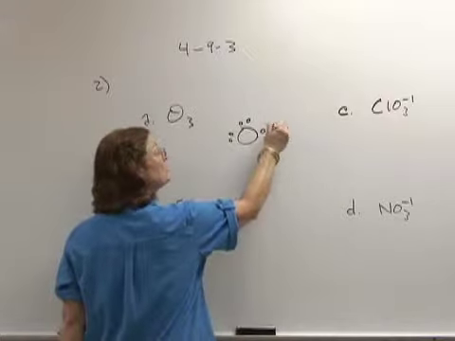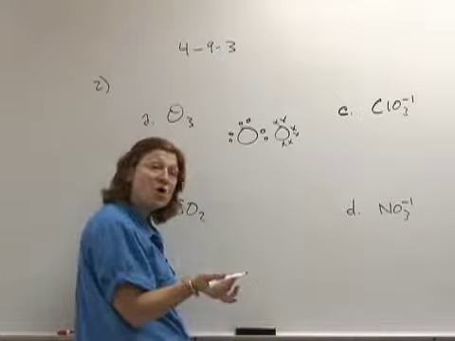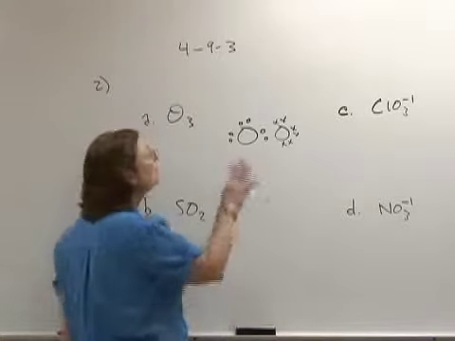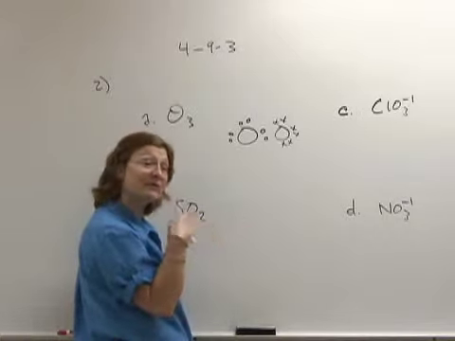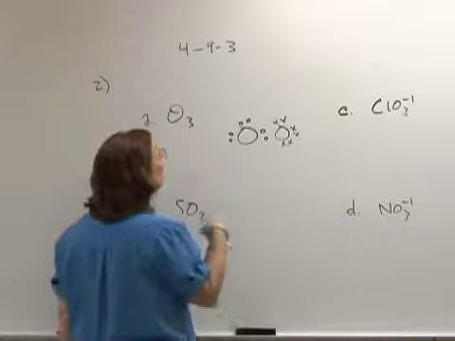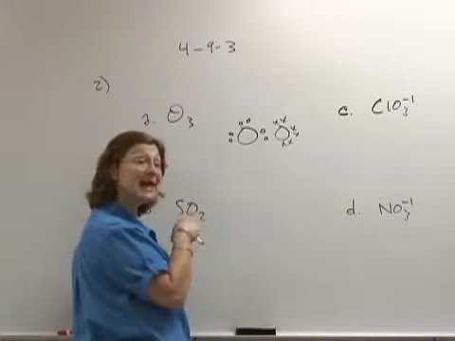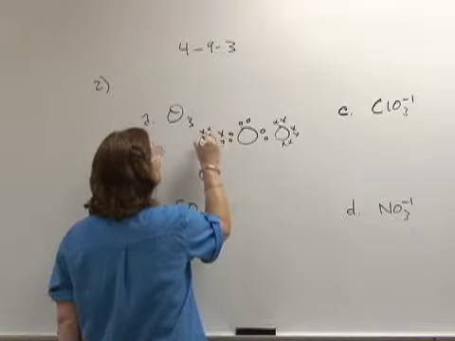And then this oxygen also has 6 valence electrons. Now I use X's and O's. All electrons are identical. There is no difference. However, I like to know which atom those electrons came from if I'm going to be moving them around. Well, I see here that this oxygen only has 6 electrons and it needs 8. And therefore, I'm going to double bond with this oxygen here.